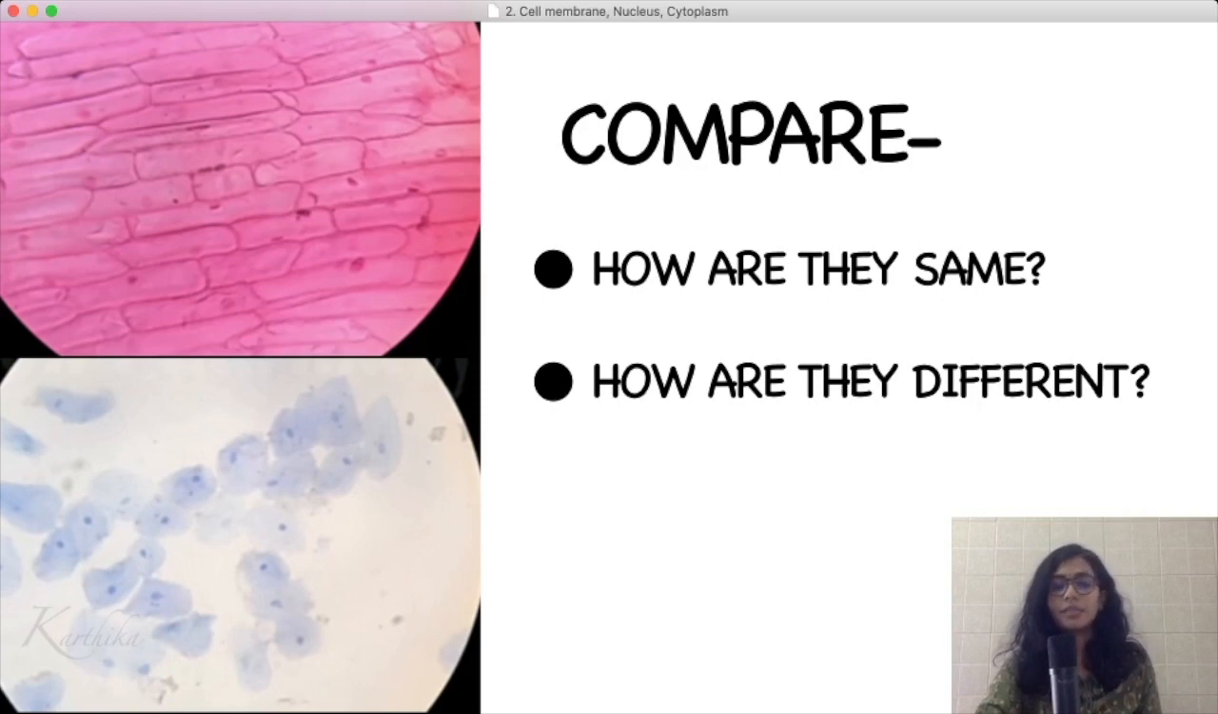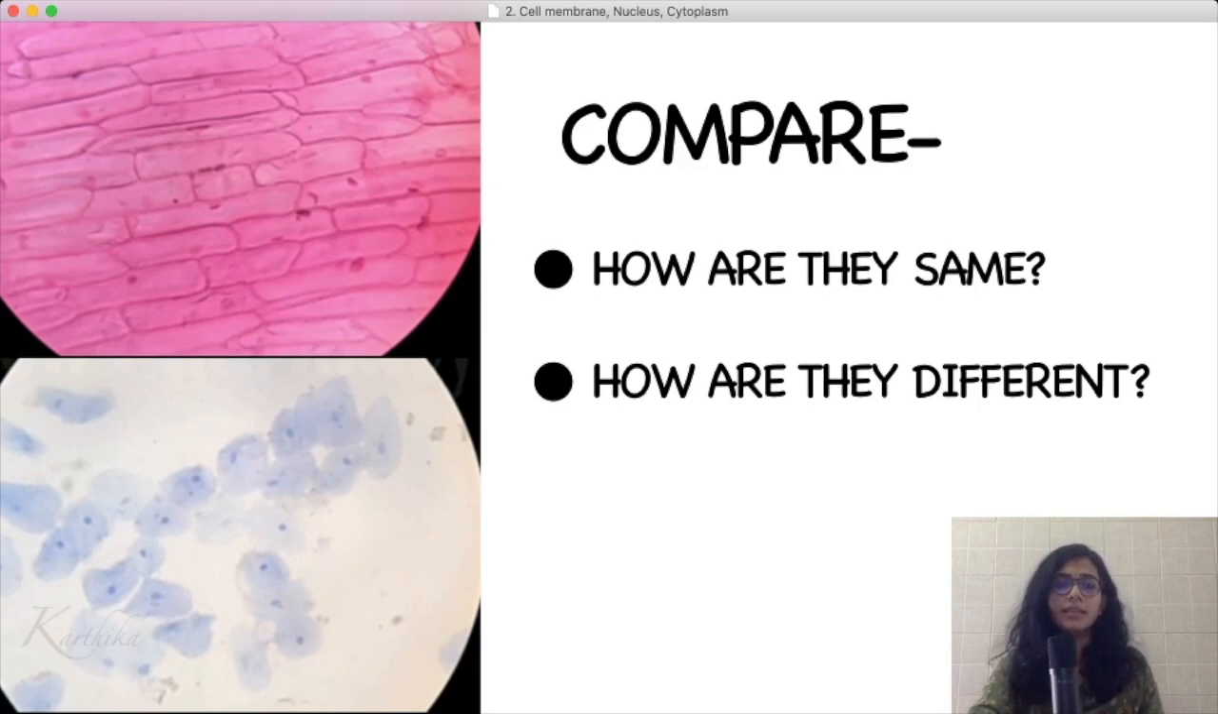And in the cheek cells, if you observe, the boundaries are not so distinct. Whereas in the onion peel cells, you can see that the boundaries are very, very distinct, right? They are so densely stained. That's because of the presence of the cell wall in the cells of onion peel. That is, in plant cells, there are cell walls, right? So the boundaries are very distinct. So these are the ways in which they are different. That means they have a cell wall over here.